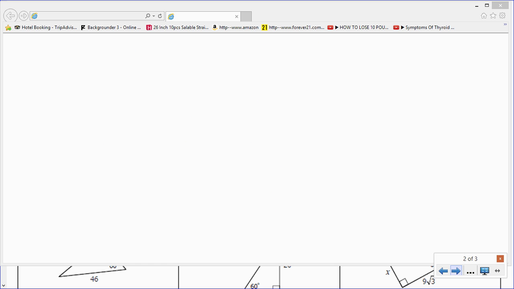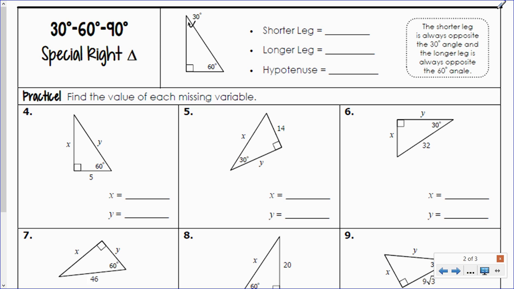Okay, now let's look at a 30, 60, 90 special right triangle. So this is your other type of special right triangle, and again that refers to the angle measures. And again, the idea is the same. All 30, 60, 90 right triangles are similar. Now, in a 30, 60, 90, the legs are not the same length. So often we refer to one as the shorter leg and the other as the longer leg.